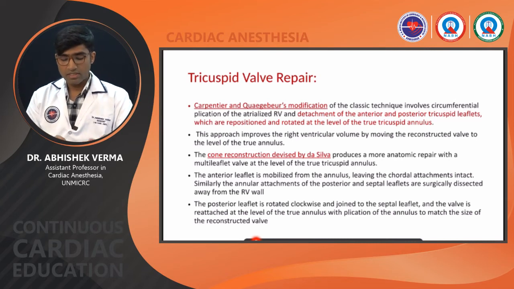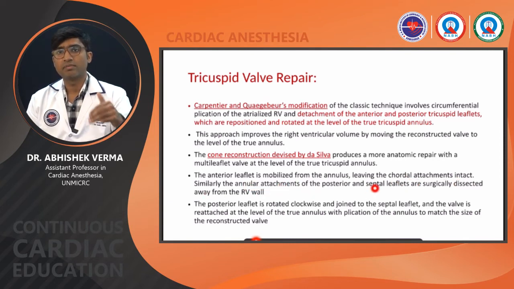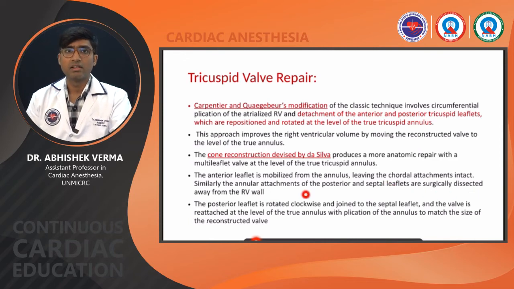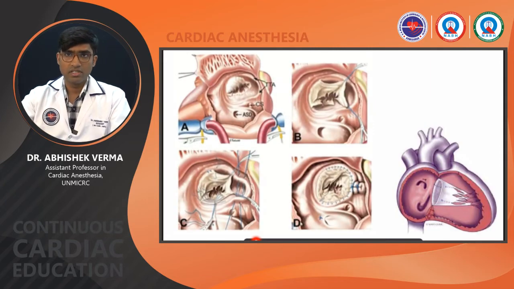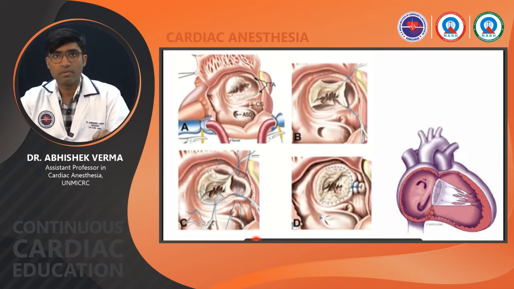What happens in this? The anterior leaflet is mobilized from the annulus, leaving the caudal attachment intact. Similarly, the annular attachments of the posterior and the septal leaflets are surgically dissected away from the RV wall. The posterior leaflet is rotated clockwise and joined to the septal leaflet, and the valve is reattached at the level of the true annulus with plication of the annulus to match the size of the reconstructed valve. So here we see the diagram of the cone repair.